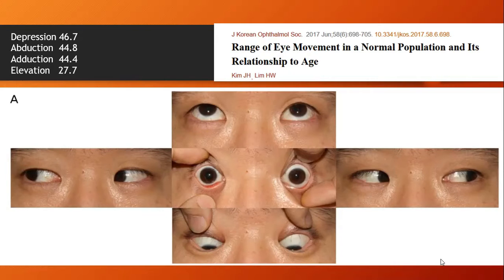How about abduction? In abduction, you can see the temporal limbus, but there should not be any visible scleral triangle. So here's the difference between normal adduction and normal abduction. In normal adduction, you cannot see the nasal limbus, but in normal abduction, you can see the temporal limbus, but there should not be any visible scleral triangle. Got it?